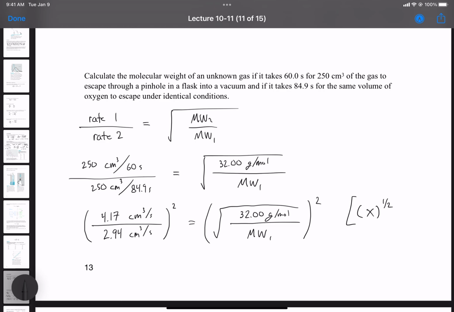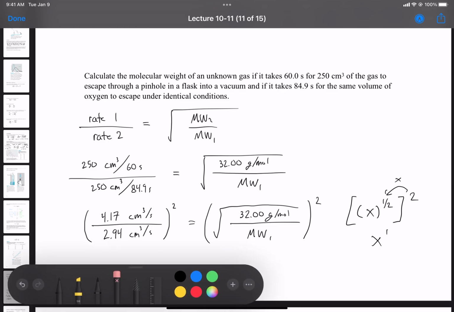Squaring this, when we have exponents outside of each other, if you're squaring an exponent, you don't add them, you multiply them. So this will be x to the 2 over 2, which is x to the first power. So that square root now will disappear.